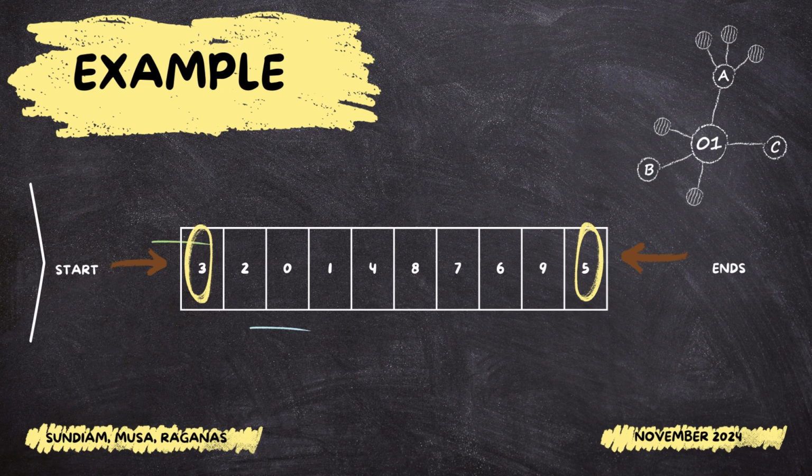Step 1. Choose a pivot. Select an element from the array as the pivot. This element will be used to partition the array.